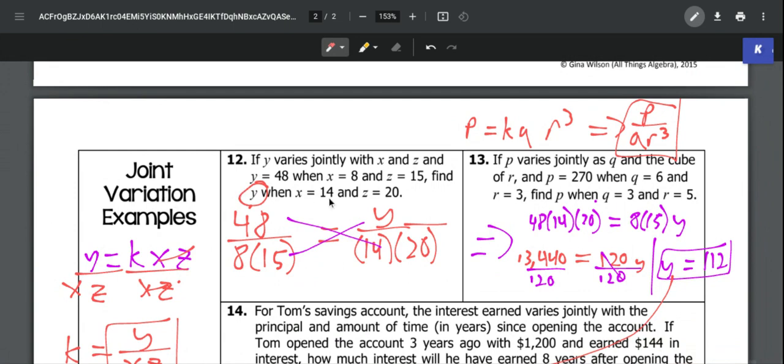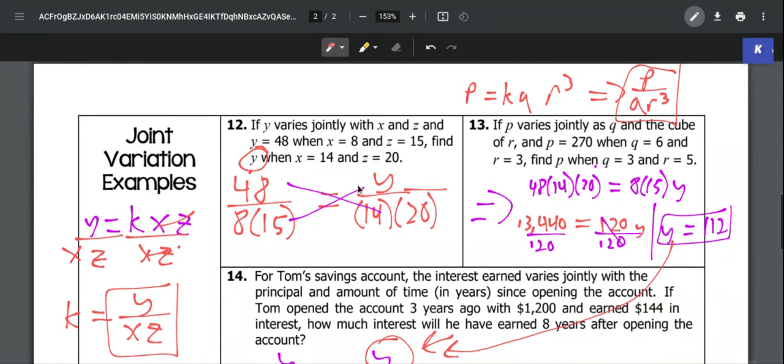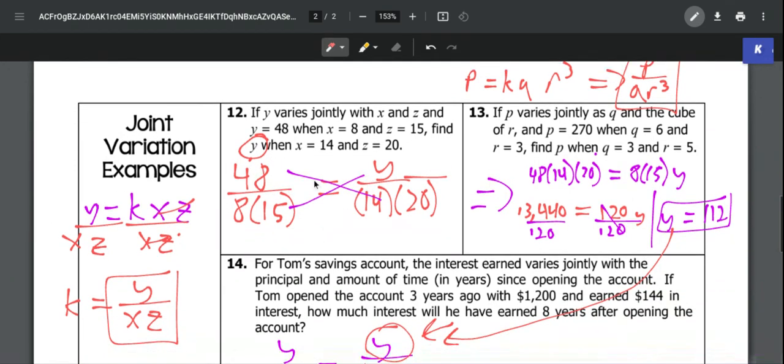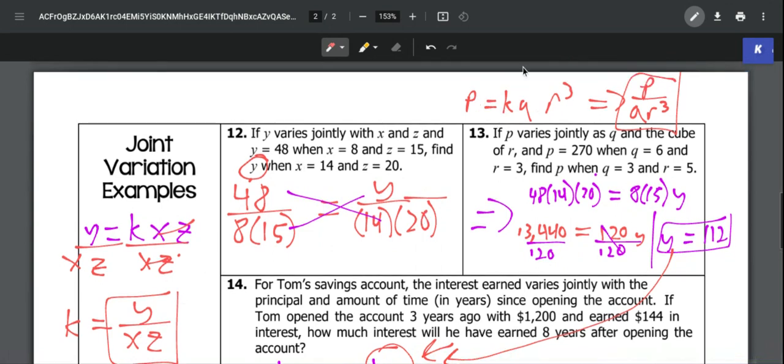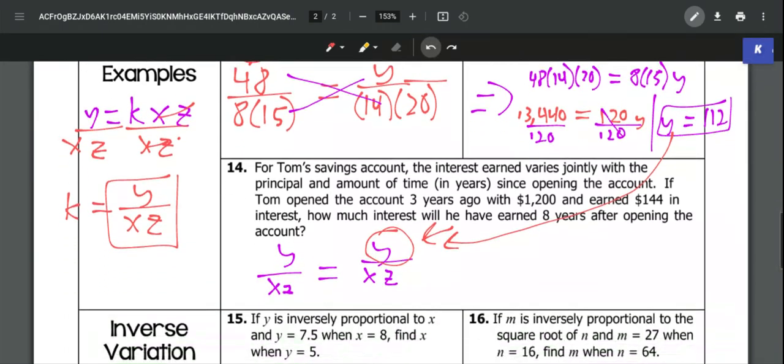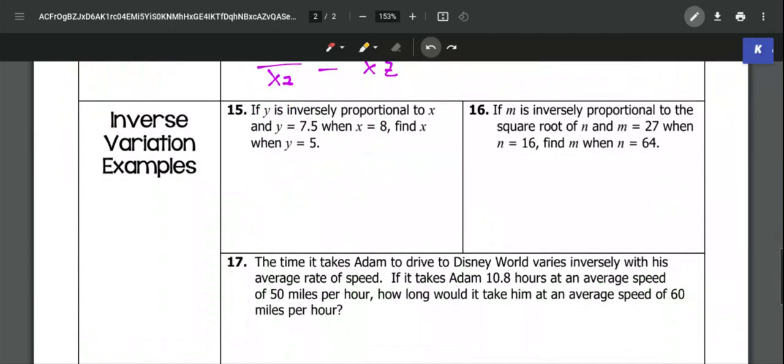But joint variation, just remember that you're going to set up a proportion for those, and the setup is going to be y over xz, or you may have to set it up like on 13 with p, q, and r, but it's pretty simple. Whichever one they give you first, that's the one you're going to use and set everything else equal to it. So let's move to inverse variation.